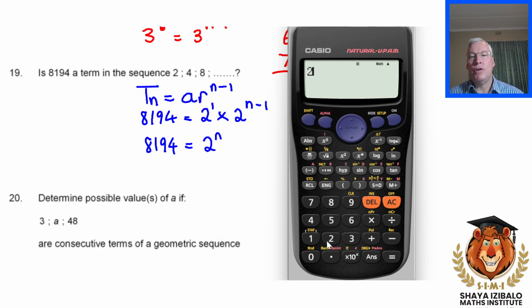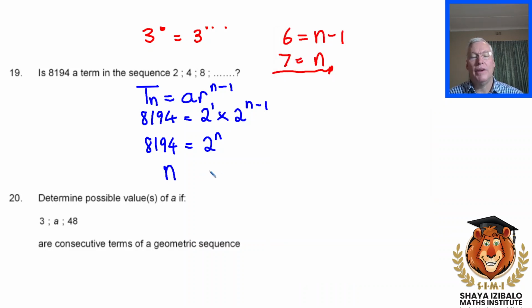So if we go 2 to the power of 8, let's see what we get. Okay, we get that. So let's try going 2 to the power of, say, 10, and we get that. So let's try going a little bit bigger. Let's try going 2 to the 13. All right, now 2 to the 13, we get 8192. That's very, very close. So the 13th term would be 8192. We're not going to get 8194. Okay, so no, it's not in the sequence.